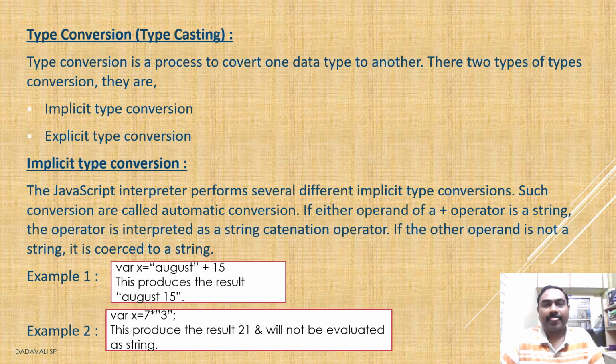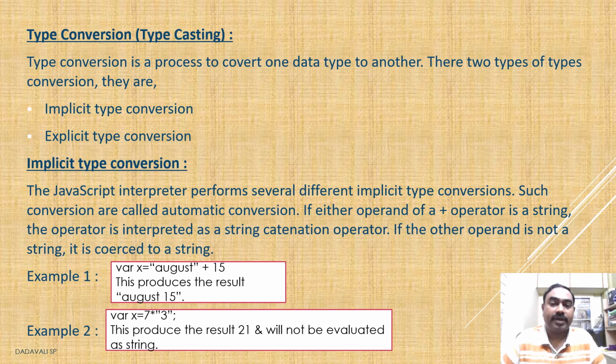Next, type conversions, type casting. Typecasting is a process to convert one data type to another. There are two types of conversion: implicit type conversion and explicit type conversion. In implicit type conversion, JavaScript performs several different implicit type conversions, which are called automatic conversions.